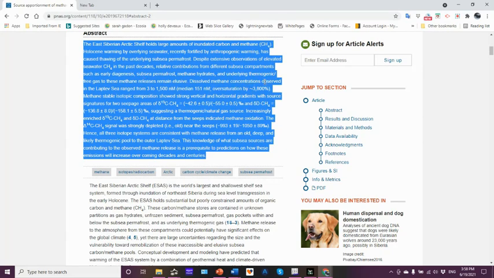Dissolved methane concentrations observed in the Laptev Sea range from 3 to 1,500 nanomoles, nM. The median was 151 nanomoles, oversaturation by about 3,800%. Okay, now a mole, this is like molarity.